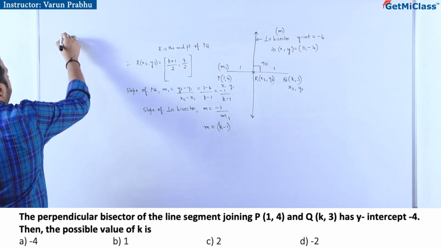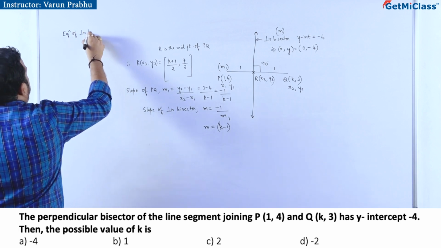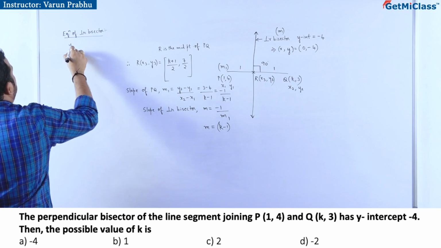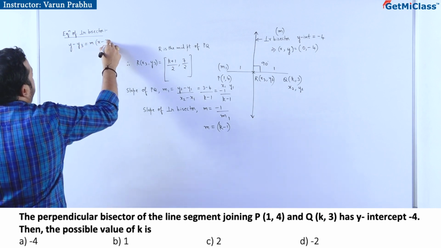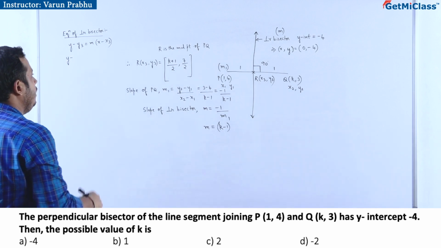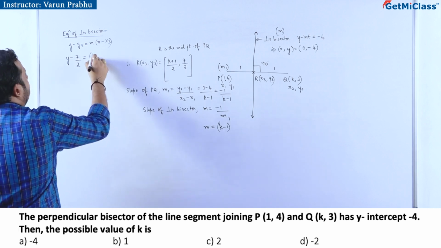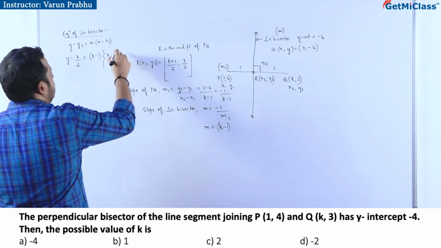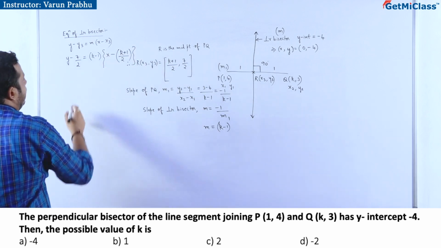So therefore the equation of the perpendicular bisector. How do you calculate the equation of the perpendicular bisector now? y minus y3 is equal to m into x minus x3. So I may say y minus y3. What is y3? y3 is nothing but 7 divided by 2, that is equal to m. m is k minus 1 into x minus x3. x3 is nothing but k plus 1 divided by 2.